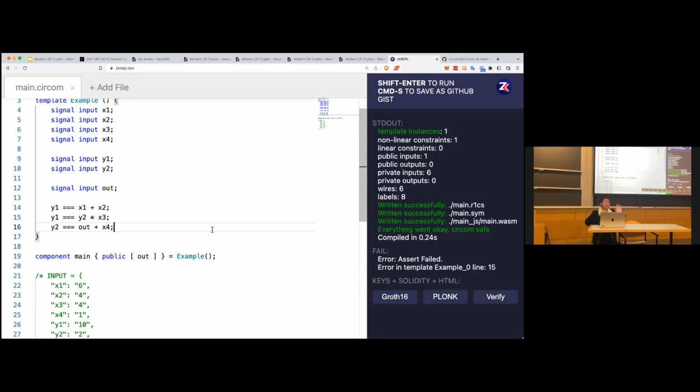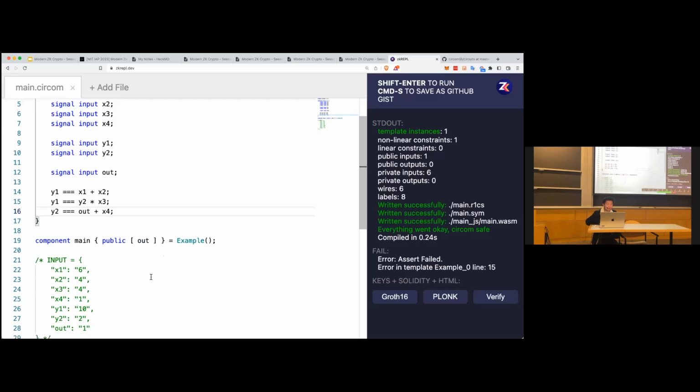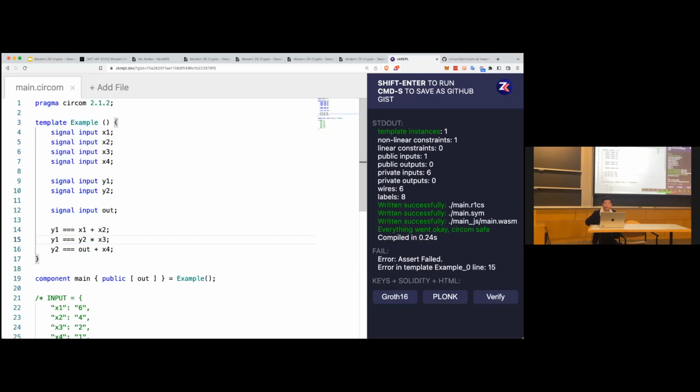Okay, so everyone feel good about this simple example? All right, let's get to some slightly more complicated programs. And the other thing that's kind of cool is that you can press Command S to save as a GitHub gist, and then you can return to it later.